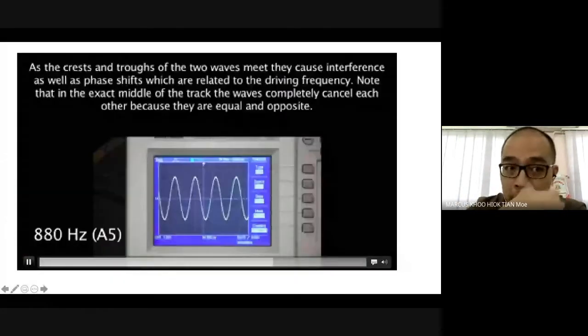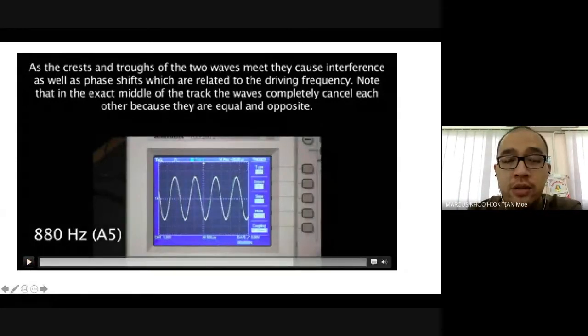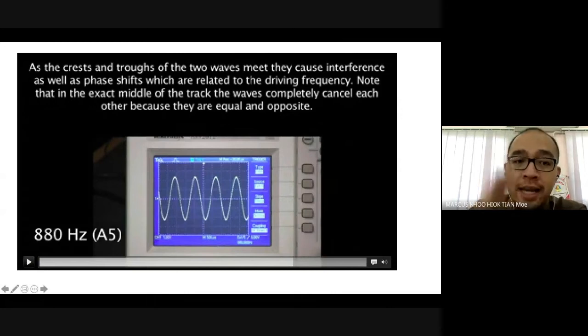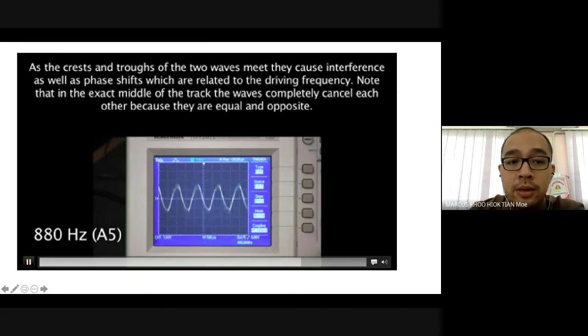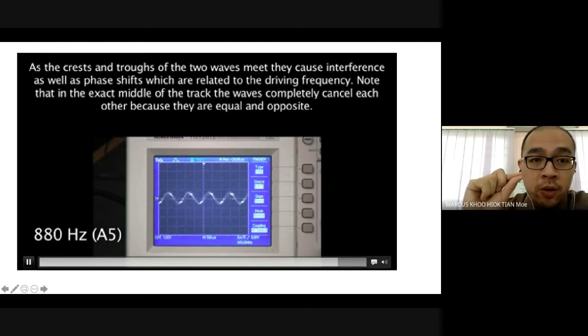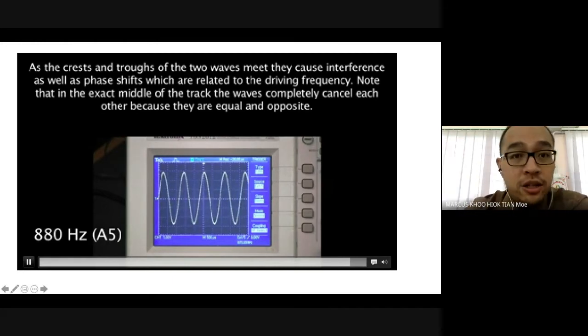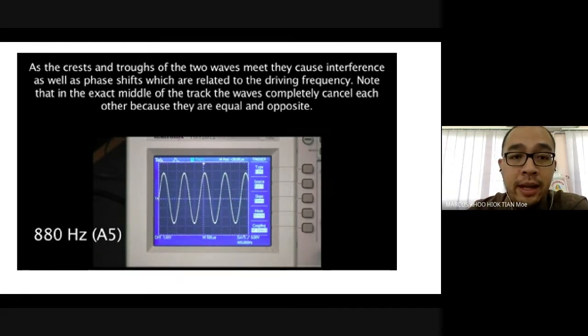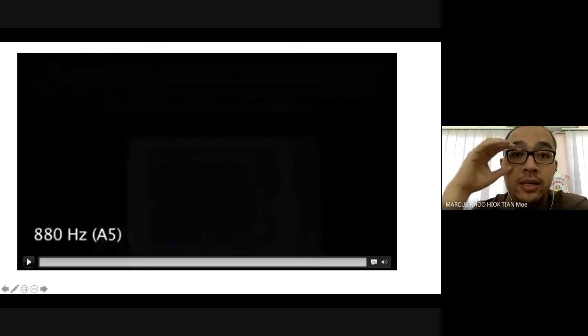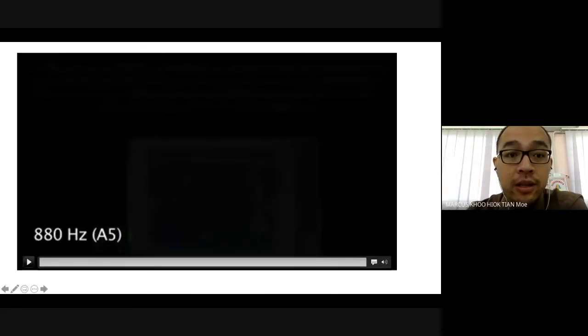As the crests and troughs of the two waves meet, they cause interference as well as phase shifts, which are related to the driving frequency. Note that in the exact middle of the track, the waves completely cancel each other because they're equal and opposite. In the middle there's really no sound at all. See, there was a moment of total destructive interference, and at this moment where the sound is the loudest, is total constructive interference.